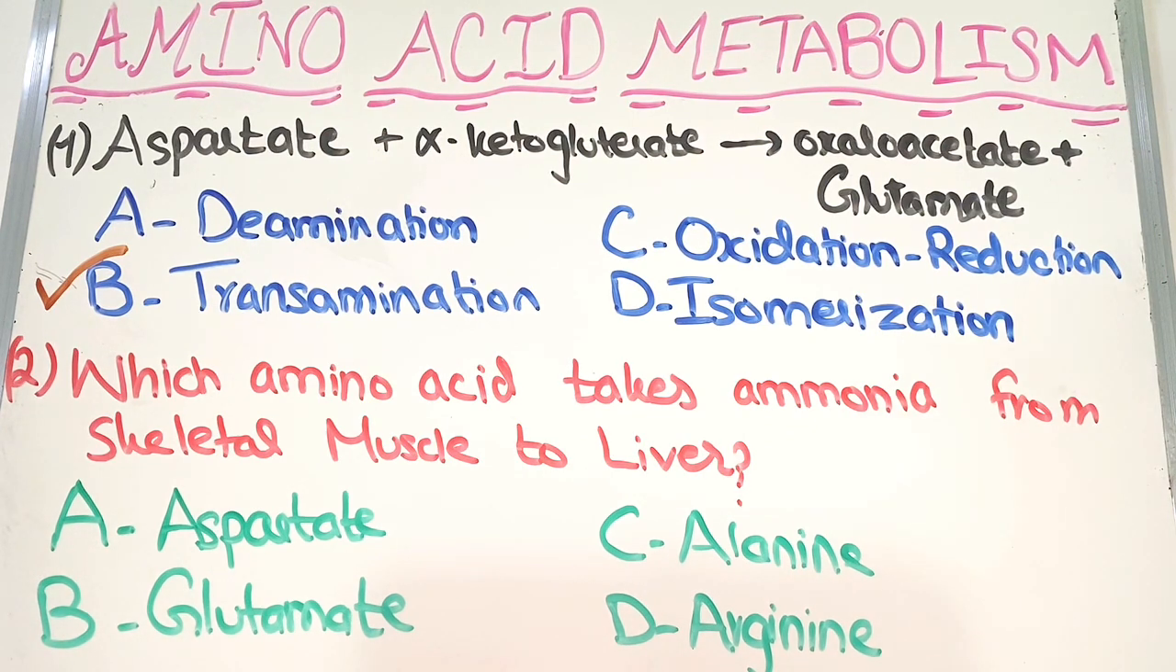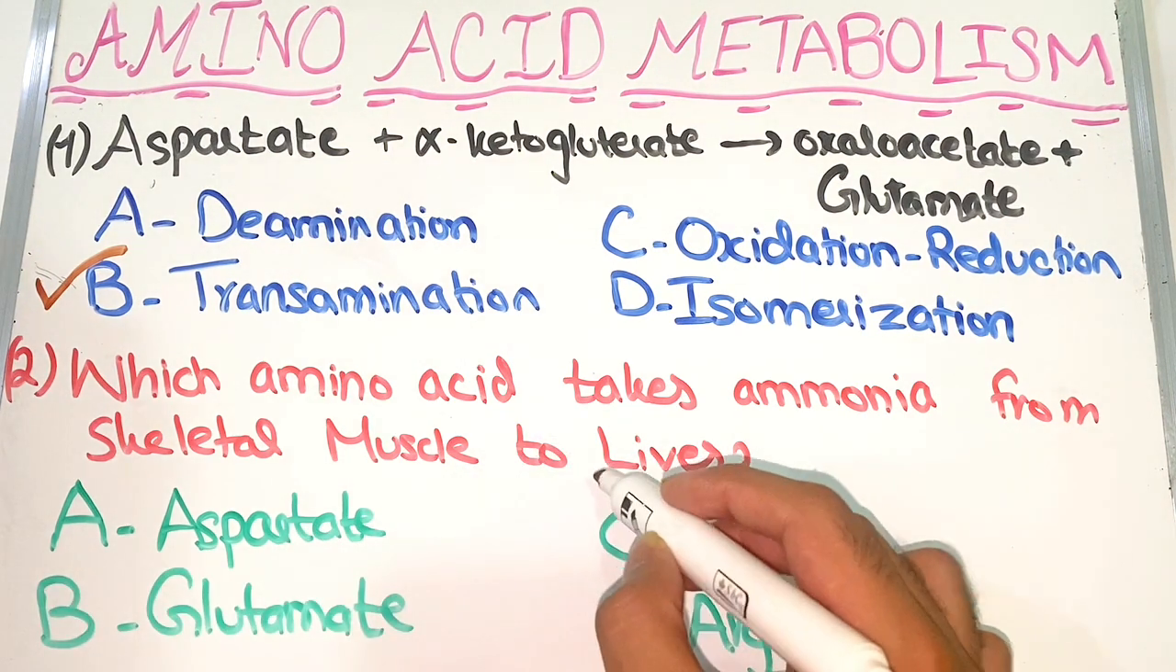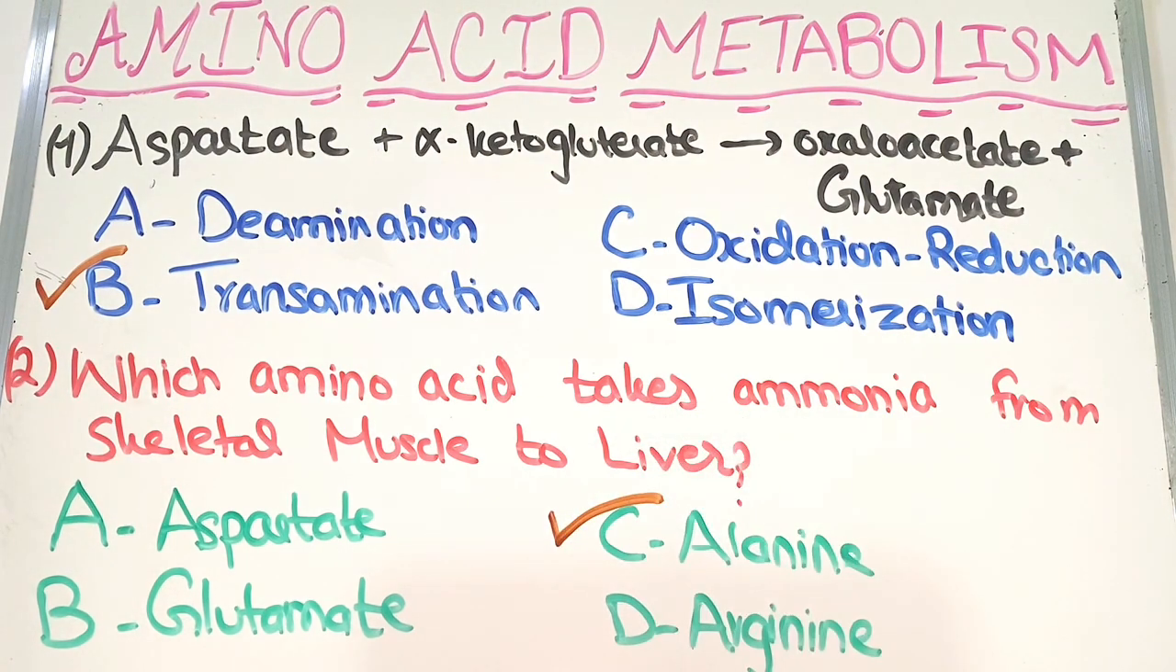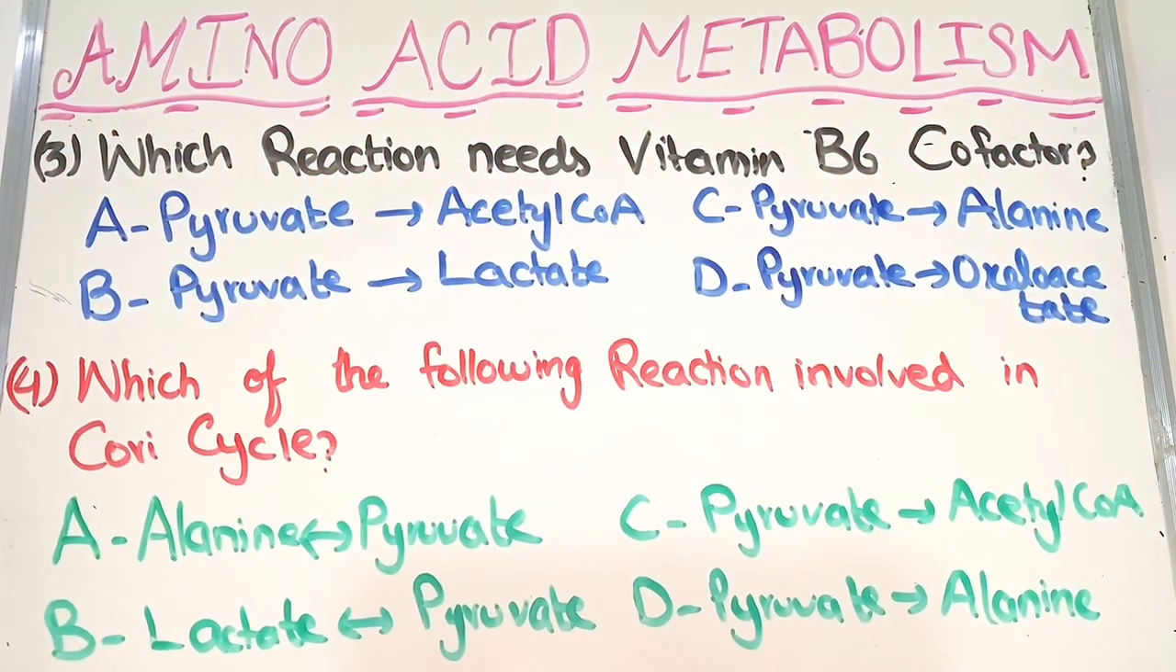The second question is: which amino acid takes ammonia from skeletal muscle to liver? This question is memorized in the urea cycle. I hope you remember that. If you don't remember, please watch that video as well. So aspartate no, glutamate no, arginine no. So the only answer is alanine. Alanine takes ammonia from skeletal muscle to liver. So let's move on to the third MCQ.